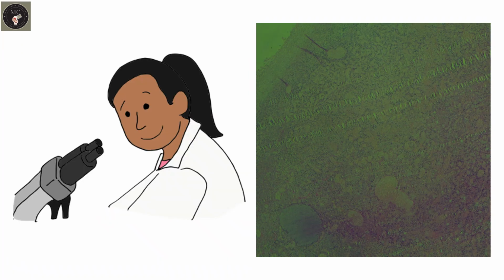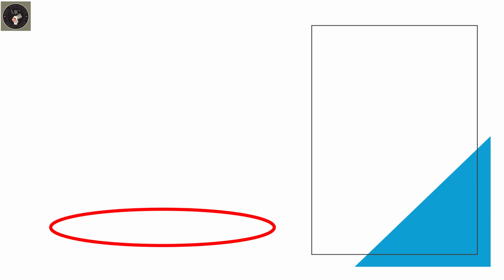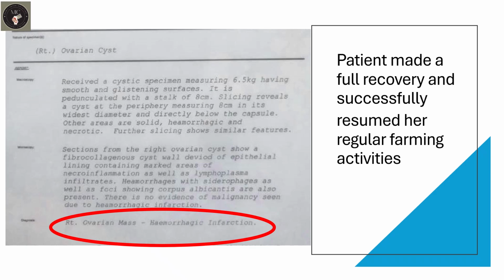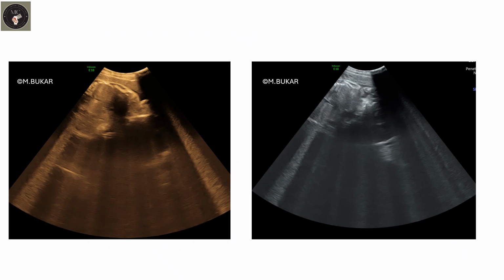So, the final diagnosis by the histopathologist: hemorrhagic infarction. The patient made a full recovery and resumed regular activities. Now, having known the diagnosis, it is not the malignant lesion that we suspected. It is not the malignant lesion as obtained using this model.